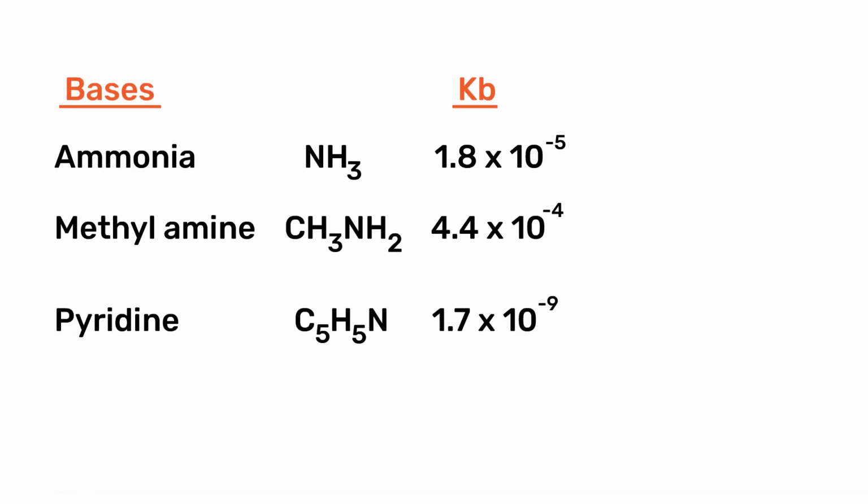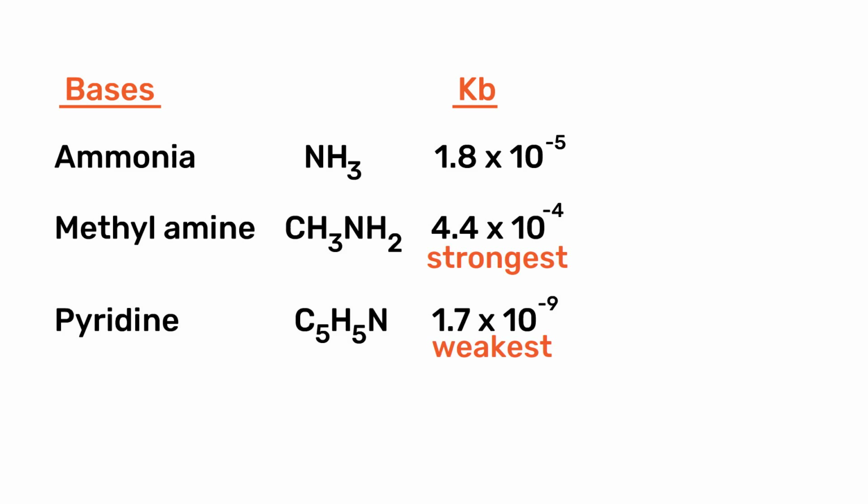Similarly, here are Kb values of three weak bases, and you will see that the Kb value of methylamine is the highest, and therefore it would be the strongest base, and the Kb value for pyridine is the least, and therefore it would be the weakest base.